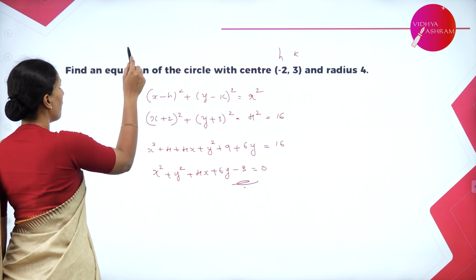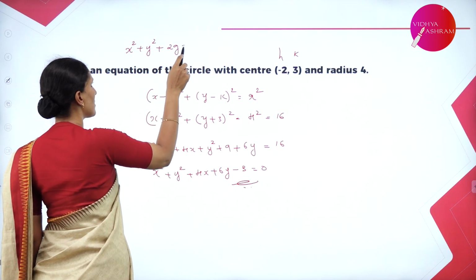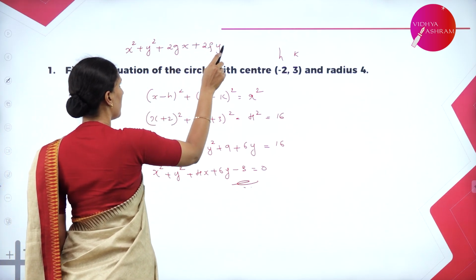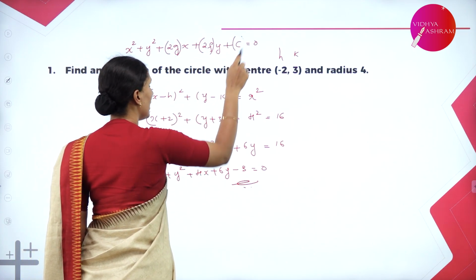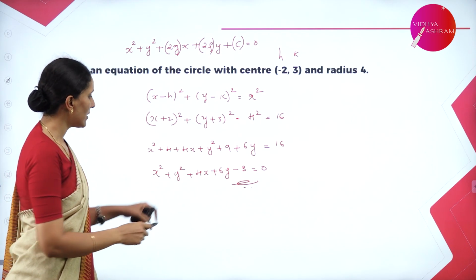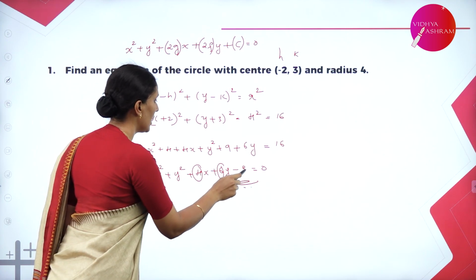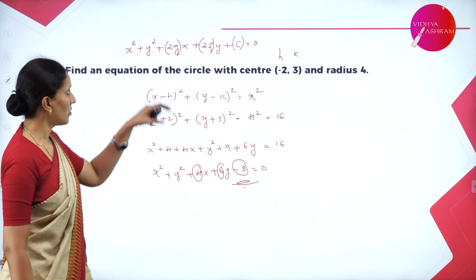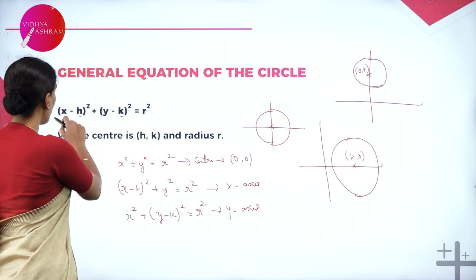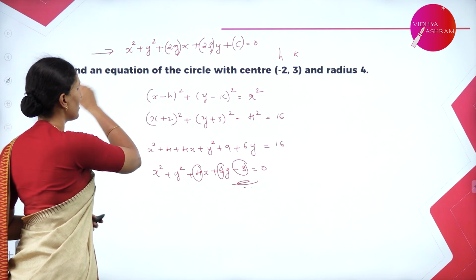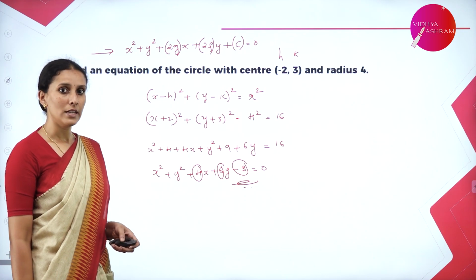So in general, we have one more form of a circle, that is x square plus y square plus 2gx plus 2fy plus c is equal to 0. So here 2g, 2f and c will have different values. You can see here in the place of 2g it is 4, in the place of 2f it is 6, and in the place of c it is minus 3. So this is also one of the standard equations of the circle. When expanded, the other form reduces to this form, that is x square plus y square plus 2gx plus 2fy plus c is equal to 0.